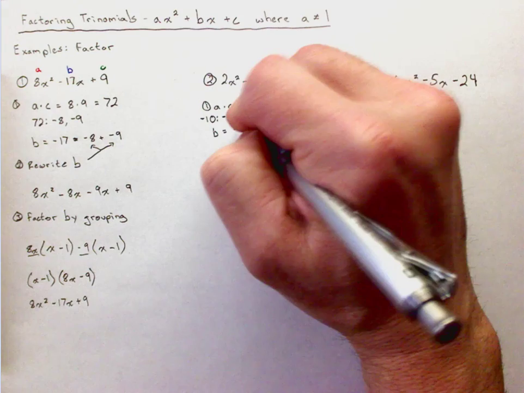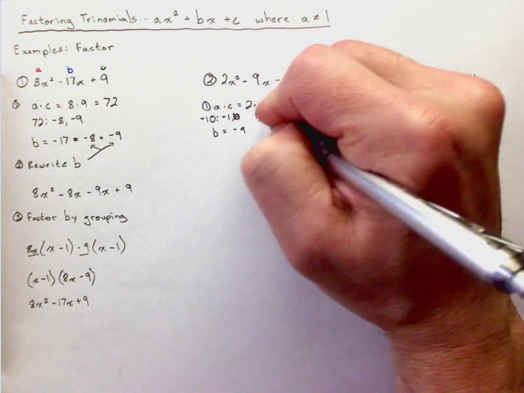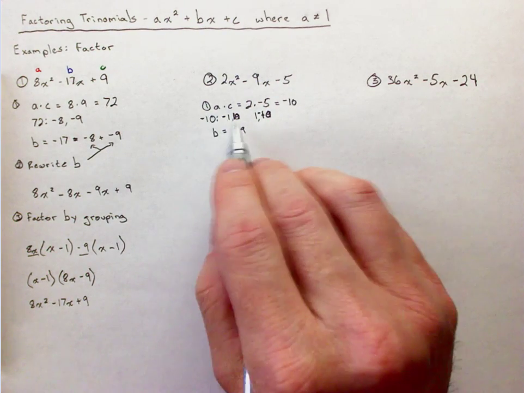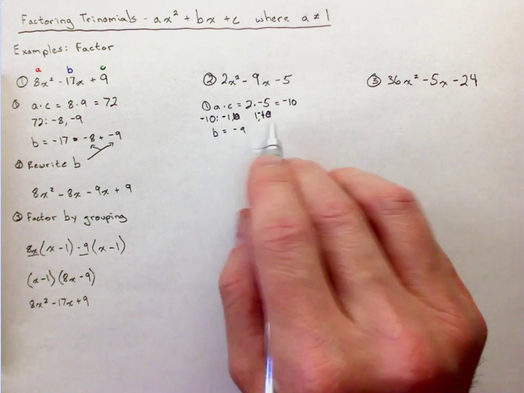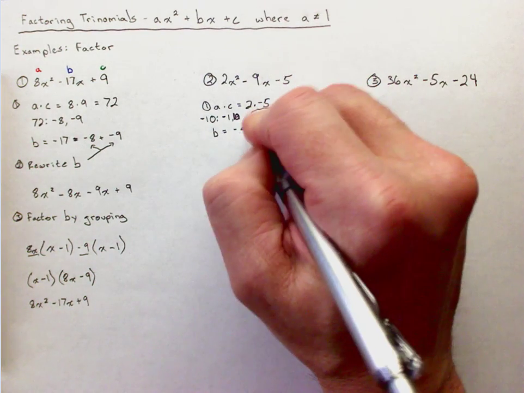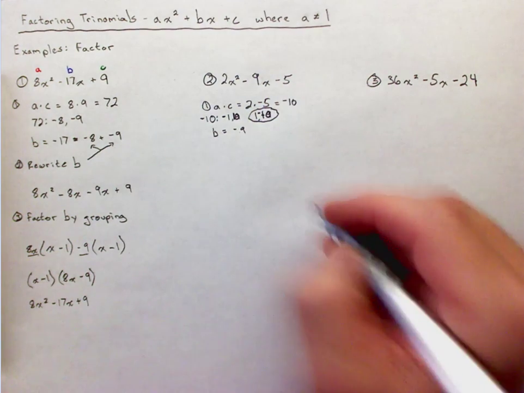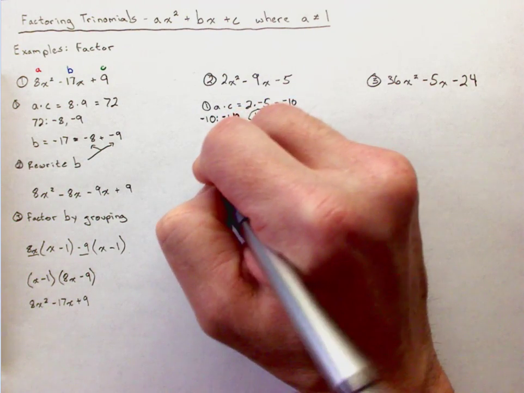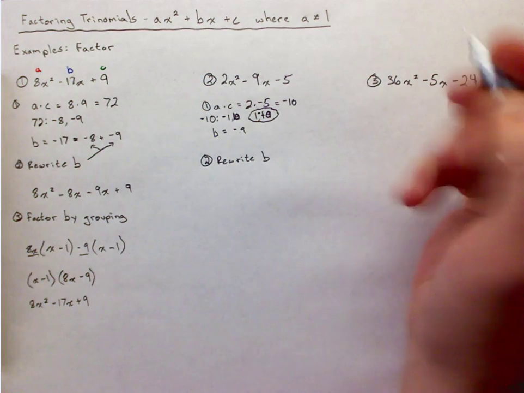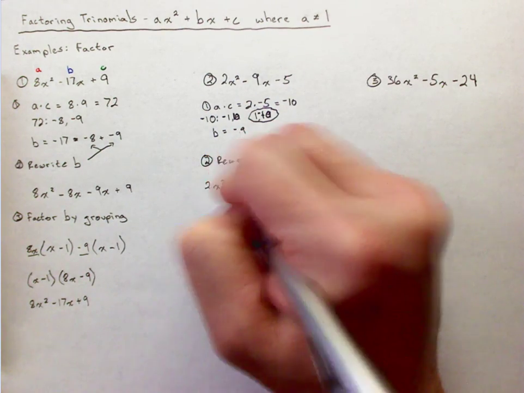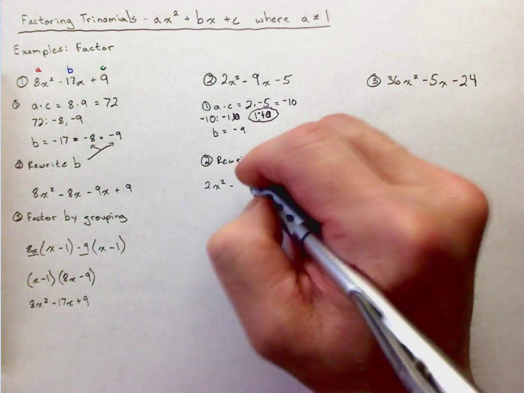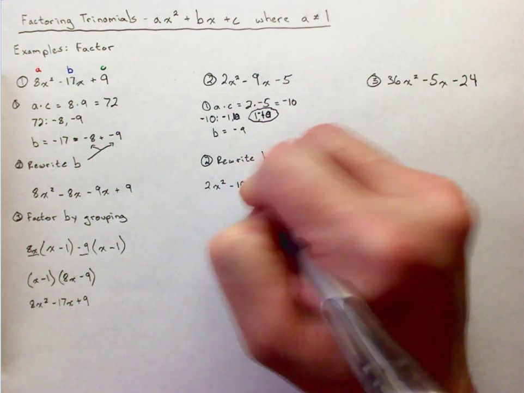So which set can I add together? Whoops, I wrote a 9 there. 10 and negative 10. My factors of a negative 10, which can I add together, this set or this set, to get a negative 9? What's this one? 1 plus a negative 10 gives me a negative 9. So now I rewrite. Step 2. I rewrite b. So I have 2x squared minus, and then it's really arbitrary how you plug them in. Remember that.